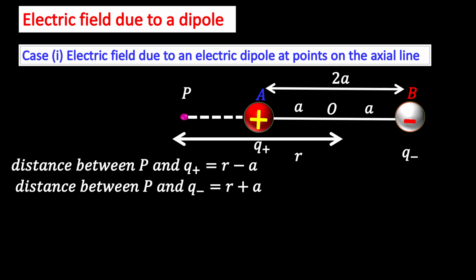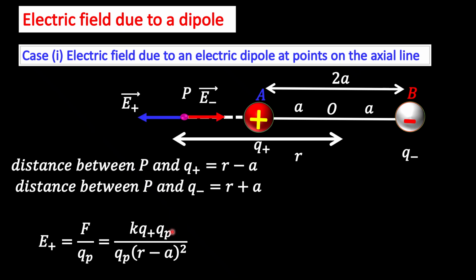We know that electric field is force per charge. Force can be calculated according to Coulomb's law, that is, force equals K into Q1 Q2 by r square. r is the distance, that is the distance between P and Q plus, that is r minus a. Q1 is Q plus, Q2 is Q P.